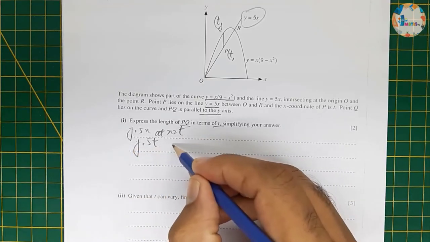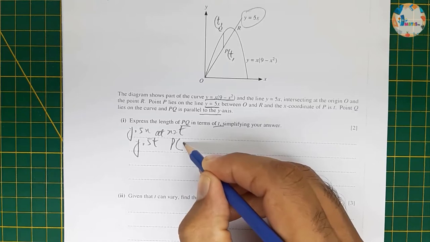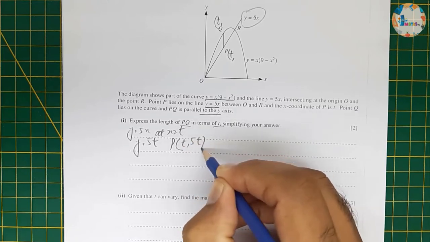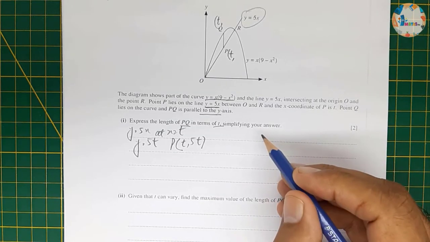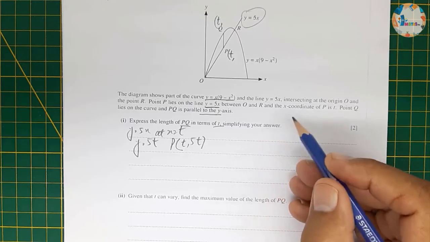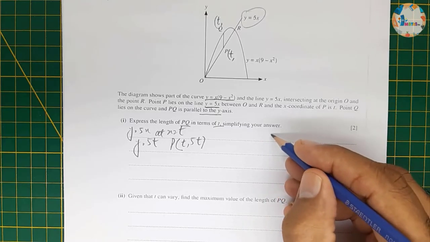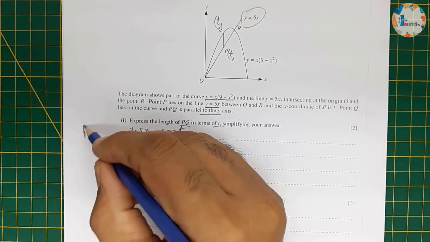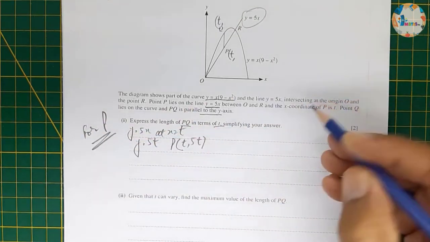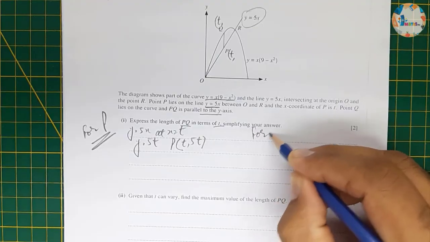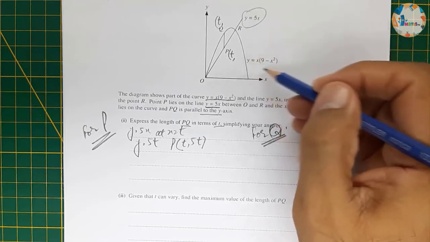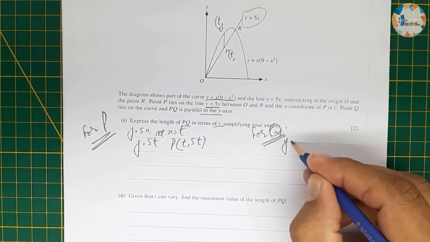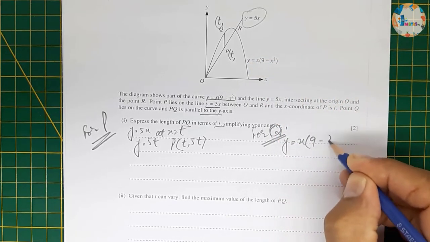So our P point will be what? P point we can write over here, P will be t and 5t. These will be the coordinates of P. Now we can write the coordinates of Q as well. And for Q, what we will be doing, we will be writing the equation for this curve, which is y is equal to x into 9 minus x square.